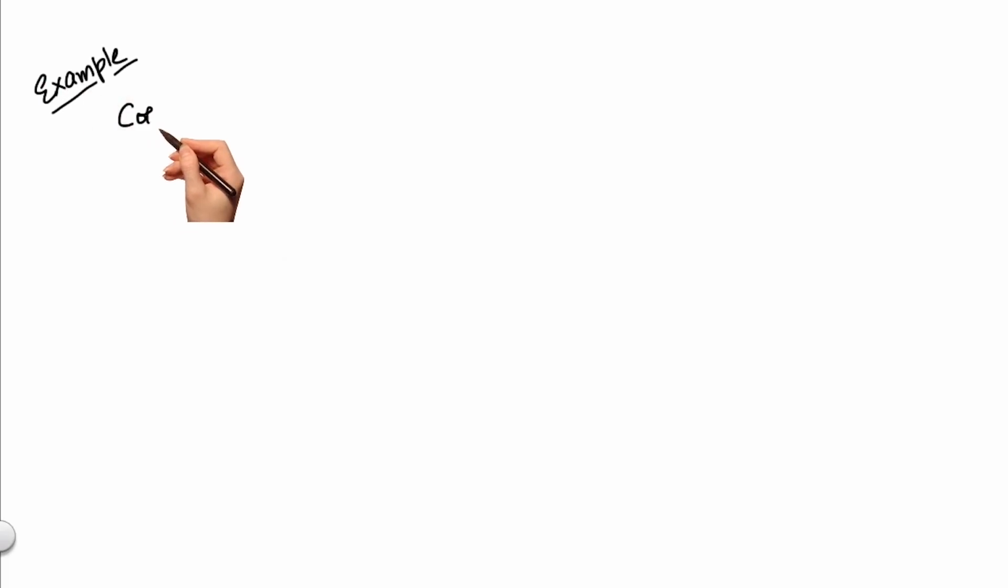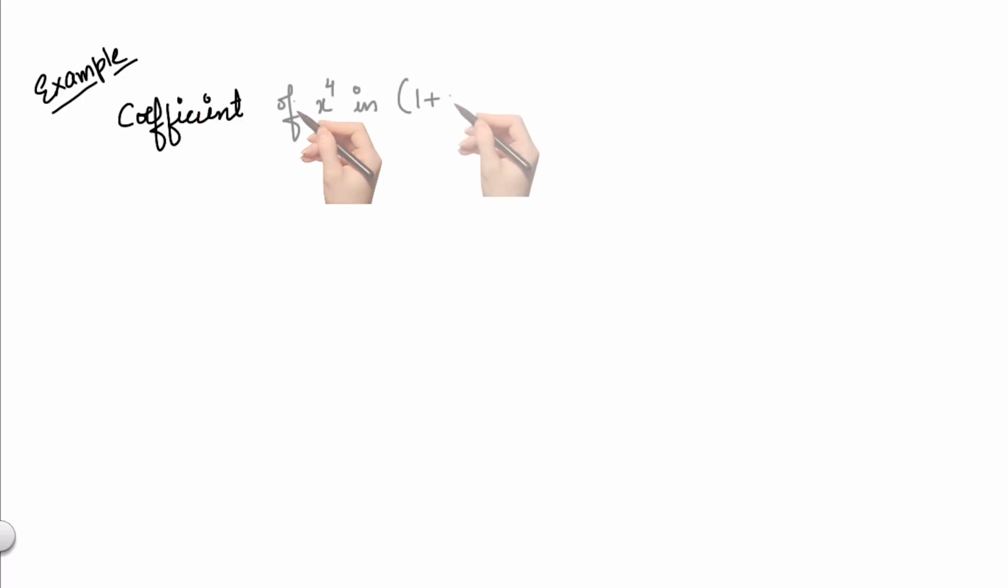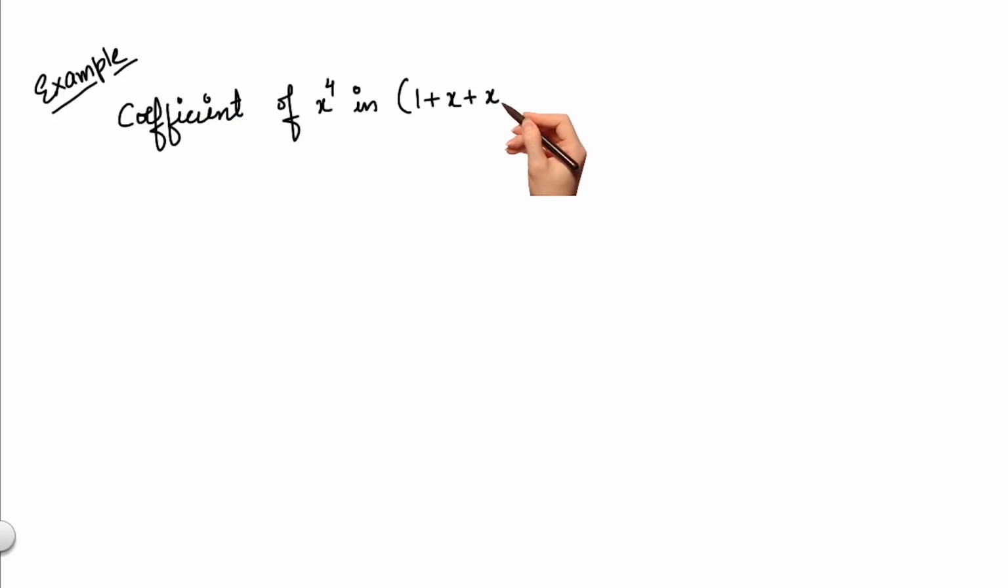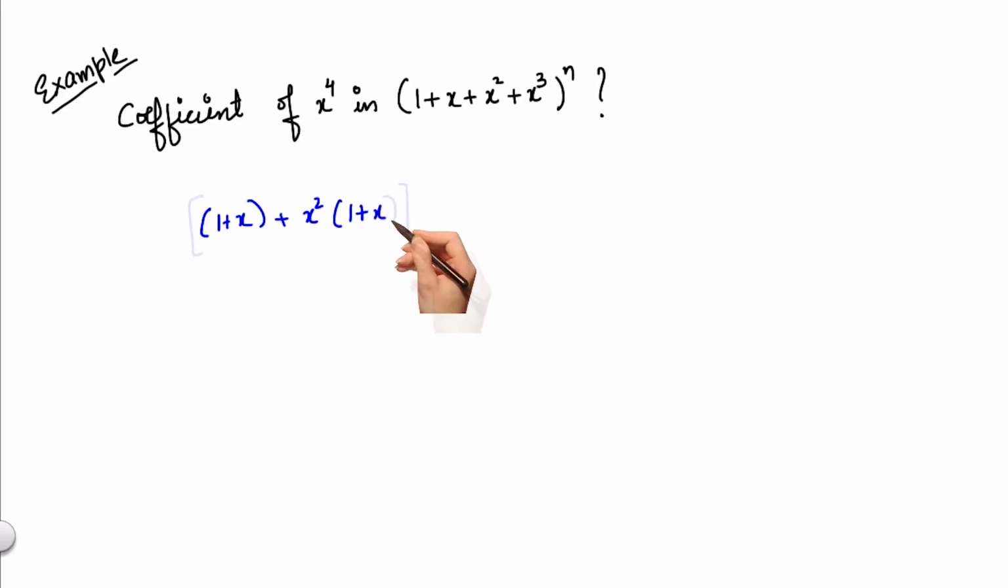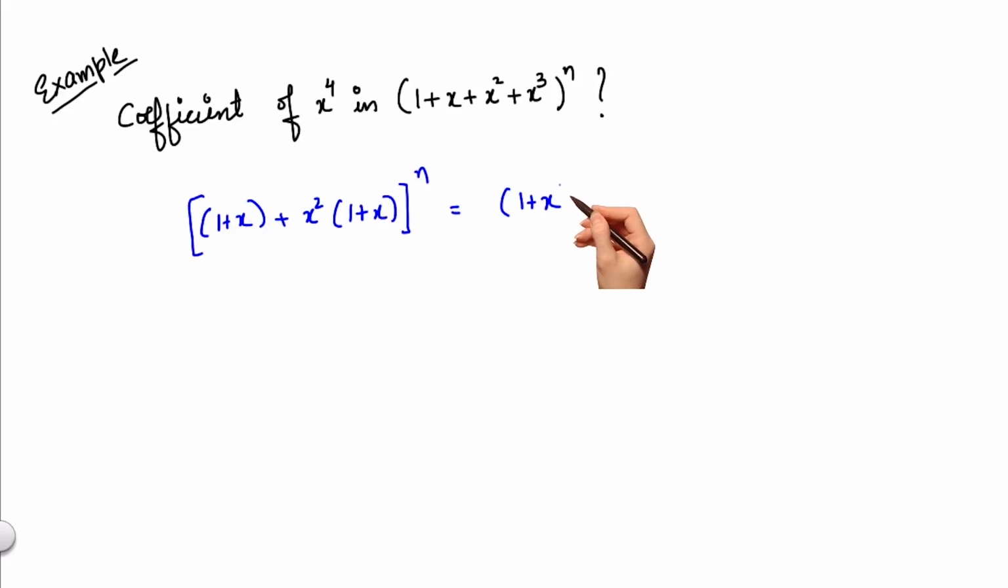Let's take a look at an example. What is the coefficient of x to the power 4 in the expansion of (1 + x^2 + x^3) whole to the power n? I can express this expression as (1 + x^2(1 + x)) whole to the power n, which can be further written as (1 + x)^n multiplied by (1 + x^2)^n.